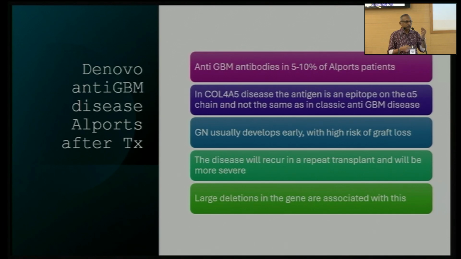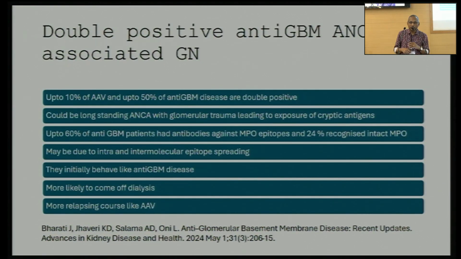One of the predictive factors is large deletion disease. But just because of a large deletion does not mean that these patients will develop anti-GBM disease in the graft. So it is probably something to keep your antenna out for, but otherwise, not.